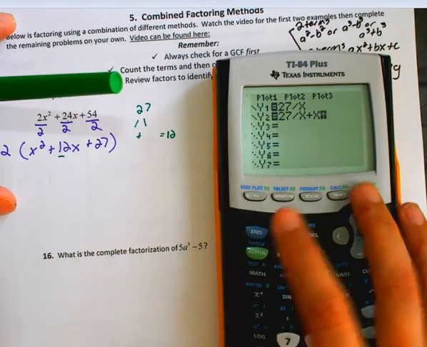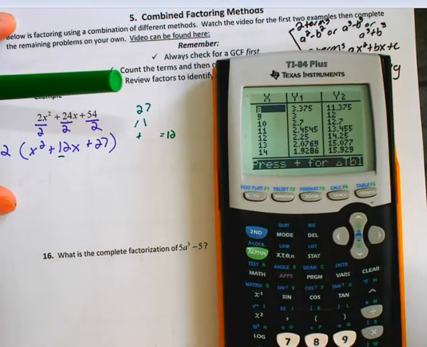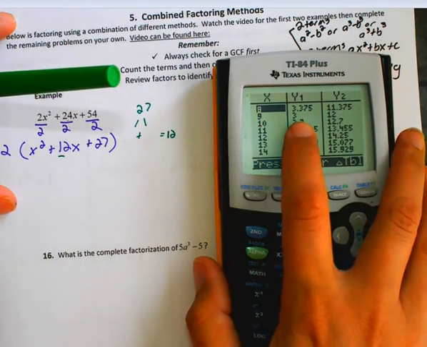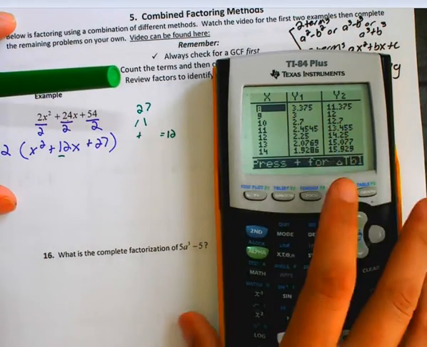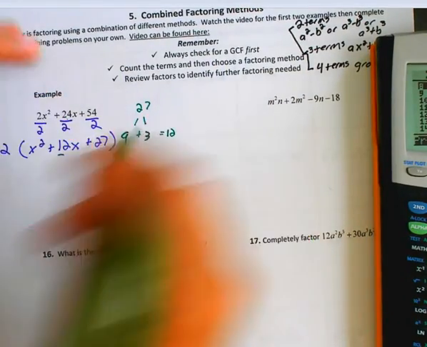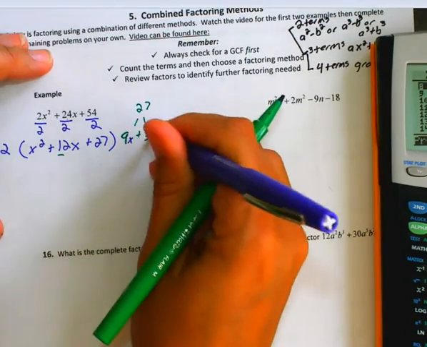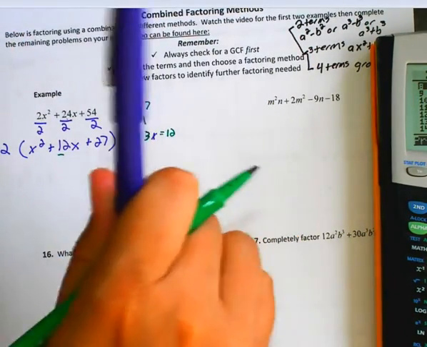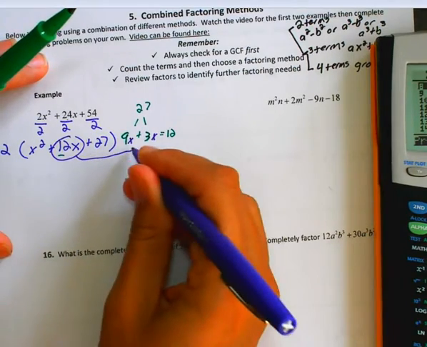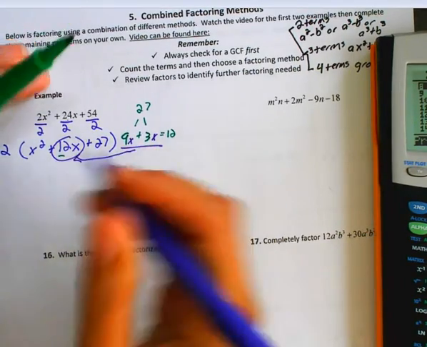Then we're going to go to the table, and we're looking for positive 12, so 9 and 3 multiply to 27, but add up to positive 12. So those are our numbers, 9 and 3. And remember, we're going to replace that middle term. So we're going to replace this term here with these.